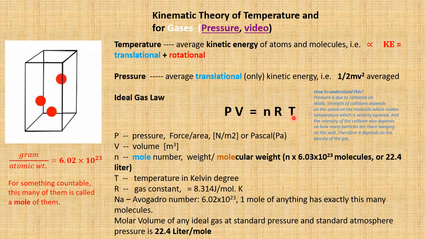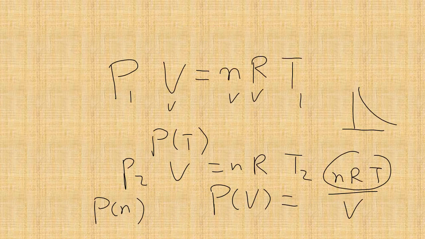And then temperature, again, is in Kelvin degrees, and the molar constant we already said is 8.3 joules per mole per Kelvin. Also the Avogadro number, and that magic number is that 1 mole of anything has exactly this many molecules. Okay, and this is the note from one of the classes, and we just look at the ideal gas law and try to appreciate it.